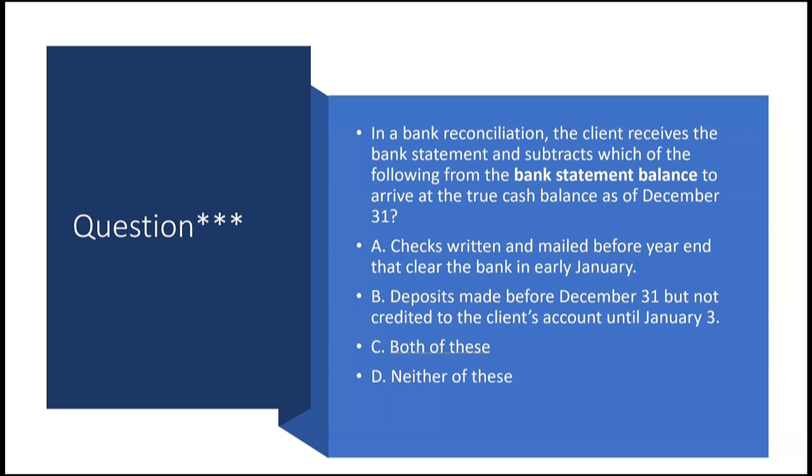How about B? Deposits made before December 31st, but not credited to the client's account until January 3rd. That would actually be added to the bank statement balance to arrive at the true cash balance. Those would be deposits in transit. We know about it, but the bank statement balance doesn't have it yet, so go ahead and add that, not subtract it. So the only answer here would be A.